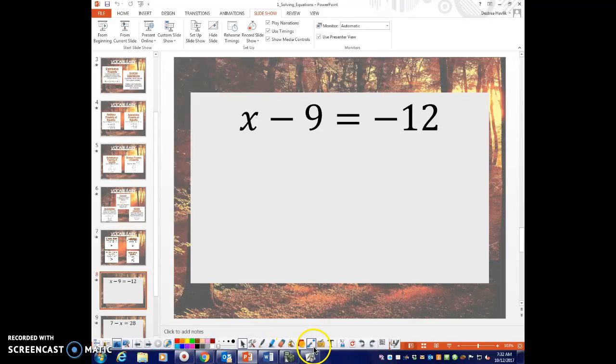Okay, so in your PowerPoint, it says x minus 9 equals negative 12. I want you to look at this. If you could fill in some number for x, what would it be? What number minus 9 will give you negative 12? Think about it. What number minus 9 will give you negative 12? So looking at the number line up on the wall, some number minus 9 will give you negative 12. What is that?